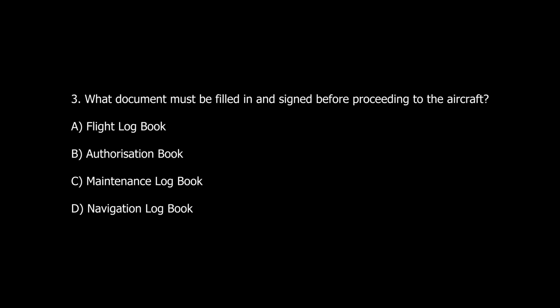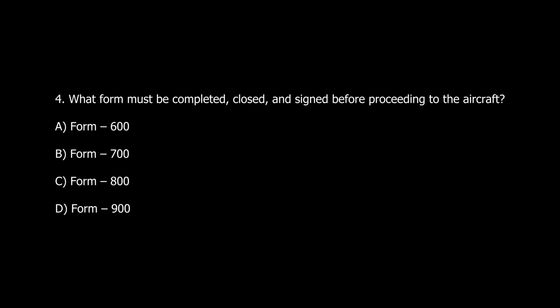3. What document must be filled in and signed before proceeding to the aircraft? A. Flight logbook. B. Authorisation book. C. Maintenance logbook. D. Navigation logbook. 4. What form must be completed, closed, and signed before proceeding to the aircraft? A. Form 600. B. Form 700. C. Form 800. D. Form 900.